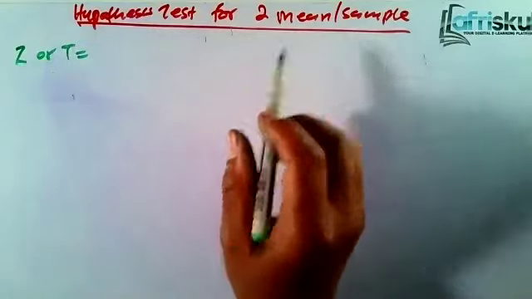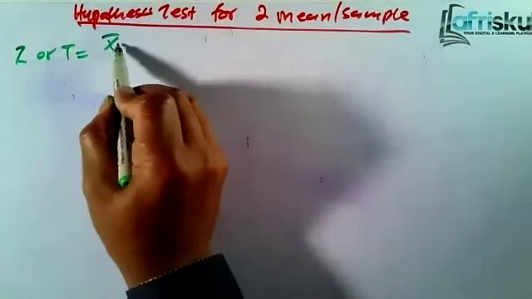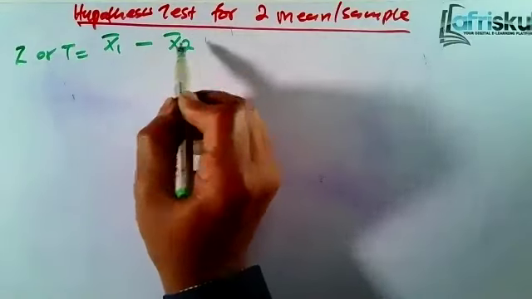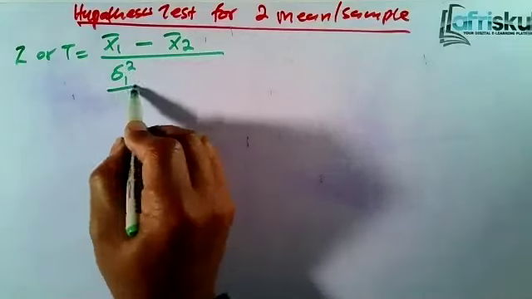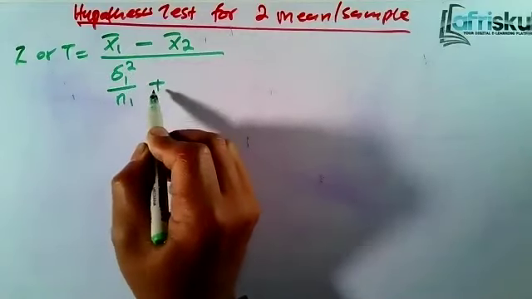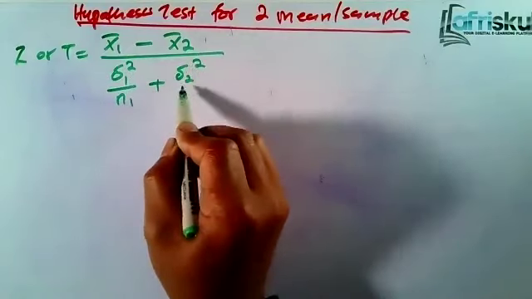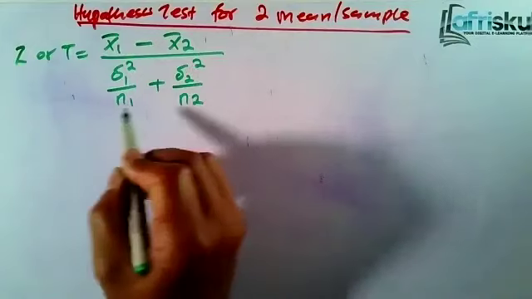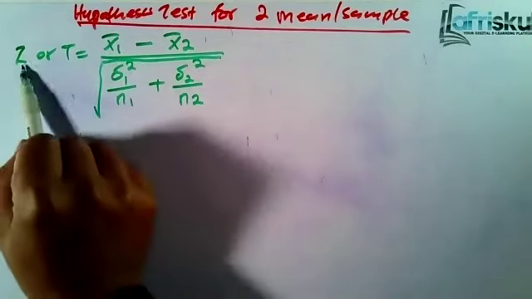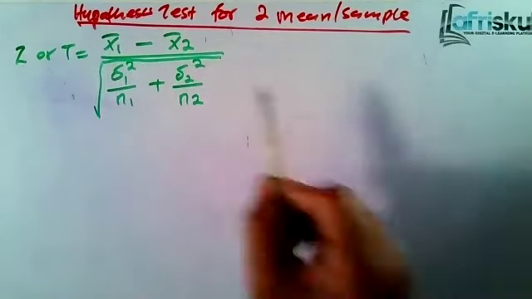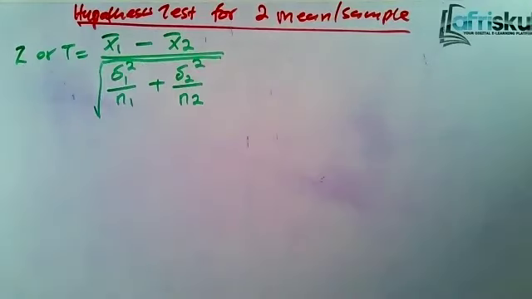In case we have two means, you take X bar 1 minus X bar 2, and you divide by the standard deviation of sample 1 squared divided by N1, plus the standard deviation of sample 2 squared divided by N2, and then you take the square root of all of it. Whether you are using Z or T, the formula is the same. What changes is only the table to read from.